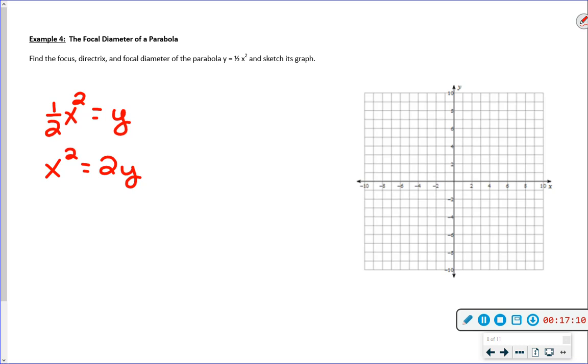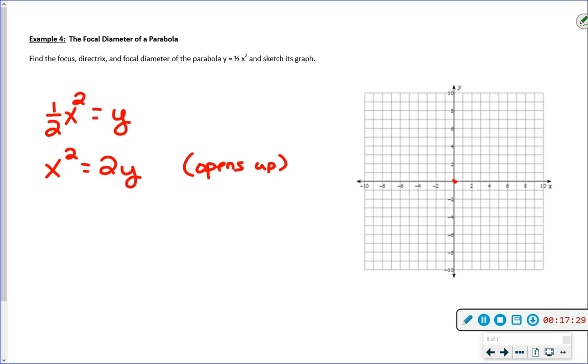Okay, so x squared. How is it going to open? Up, down, left, or right? Up. The x squared is the vertical, positive 2, so up. Does it ask you for that? No, but I'm going to put a little note. Okay. We know our vertex is 0, 0 today.